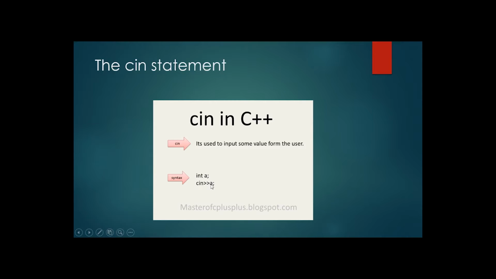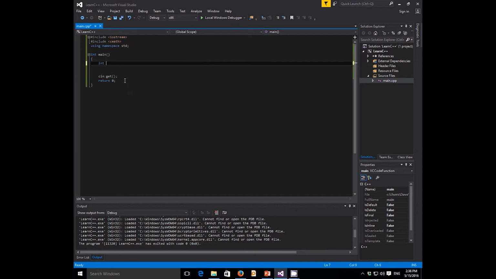And variables will be discussed in the next lesson. I will just create a variable here of integer type, let's say called a, because when you use the cin, you have to specify your variable. So a.